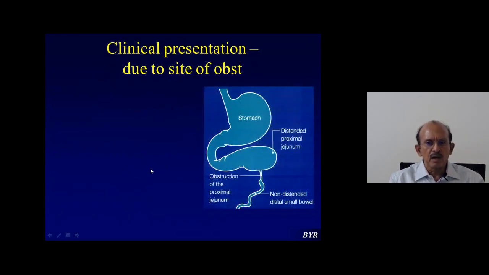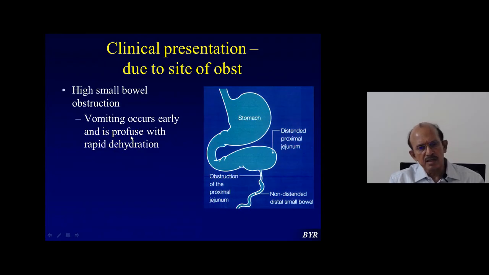Site of obstruction, how the clinical presentation varies. High small bowel obstruction, that is jejunal obstruction: vomiting occurs early. So the more proximal the obstruction, the earlier the vomiting. For example, in gastric outlet obstruction, that is pyloric obstruction, the patient will vomit very early. In ileal obstruction, the vomiting occurs a few hours later. So vomiting occurs early and is profuse, with rapid dehydration, in case of proximal obstruction.